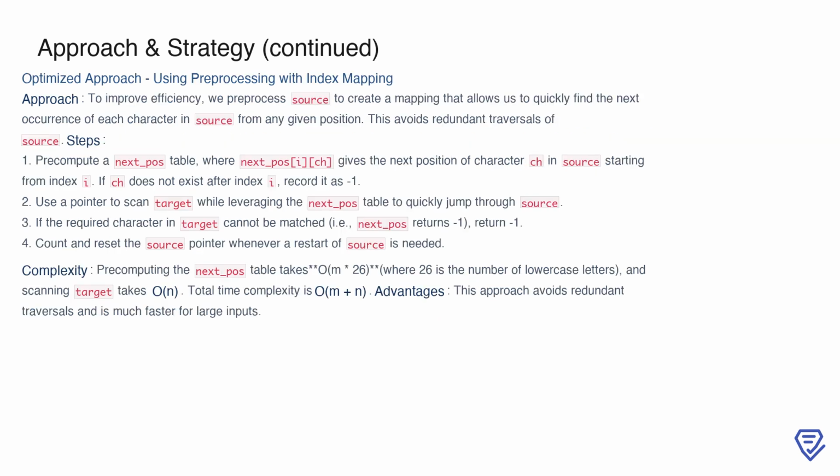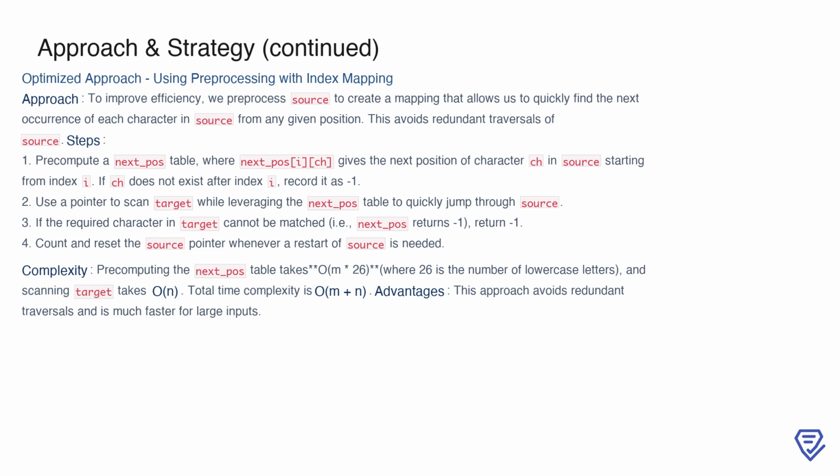To address the inefficiencies of the brute force approach, we can use an optimized strategy that involves pre-processing the source string with an index mapping. This mapping makes it possible to quickly determine where the next occurrence of a character appears in source from any given position, allowing us to skip redundant traversals. Specifically, we pre-compute a next_pos table where next_pos[i][ch] tells us the next position of character ch in source after index i. If a character ch does not exist beyond index i, we record -1.